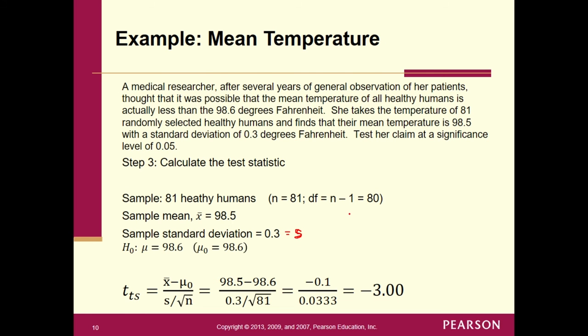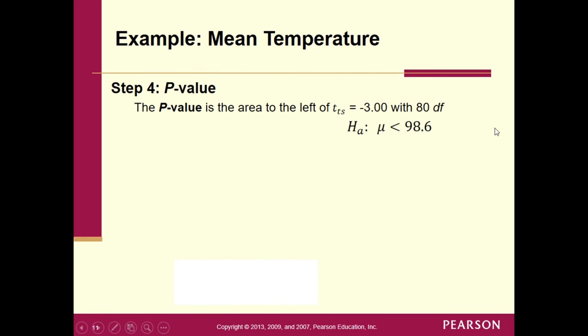Since this is in terms of standard errors, we should be able to interpret this. So x bar, our sample mean, is 3 standard errors below, because of the negative sign, the value in the null hypothesis. Now it's time to calculate the p-value, all right? So the p-value is the area to the left of the test statistic, why to the left, because we have a less than sign here. So we have a left-tailed test, 80 degrees of freedom. Our test stat is a -3, all right?